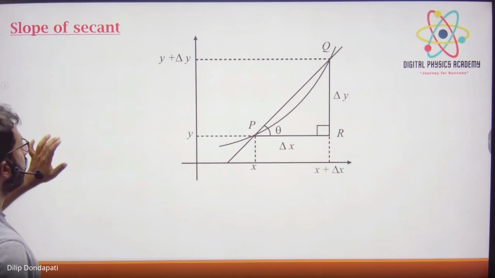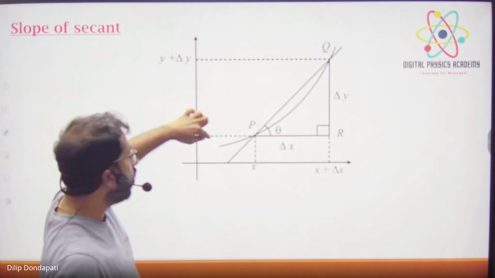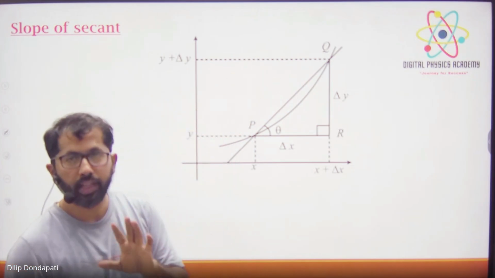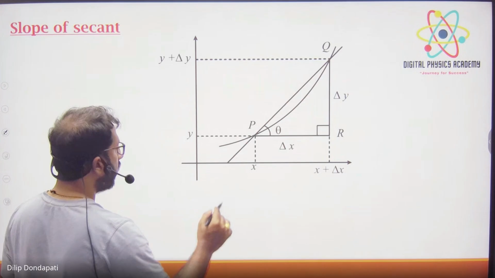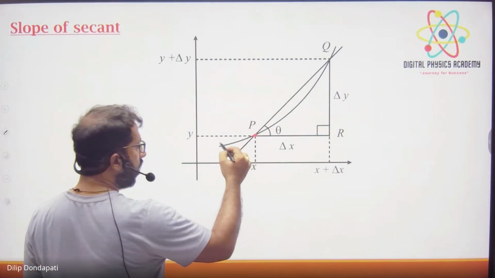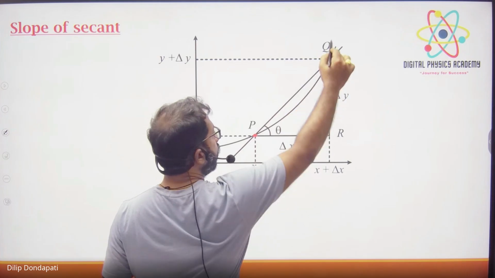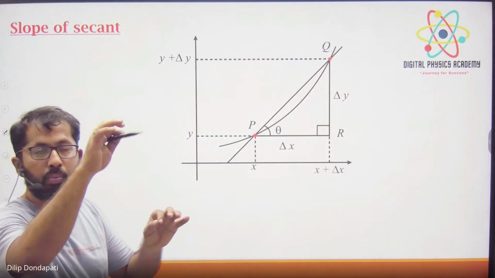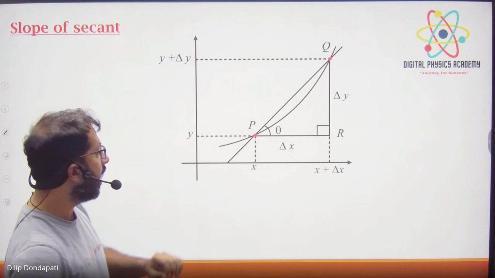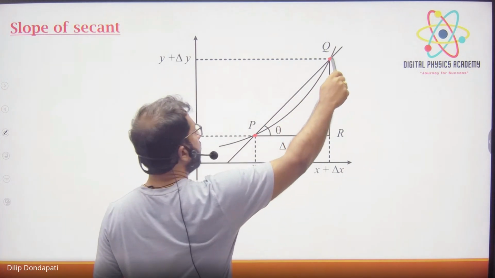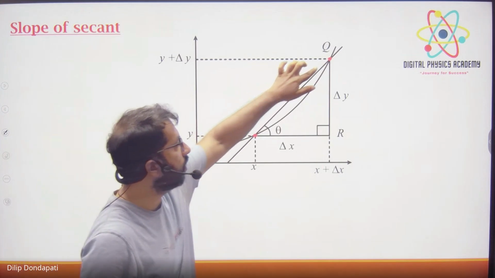Now see, suppose they have given a curve like this. I want to find a slope. What to do for slope? Compulsorily 2 points are required to find slope. So I took 1 point on the curve, and another point which is also on the curve. I'm taking 2 points on a curve because for slope you need 2 points. And this line is called a secant, because the line touching at 2 points on the curve is called a secant.